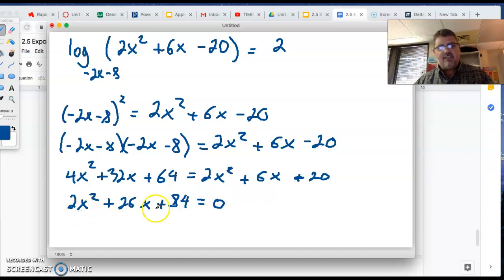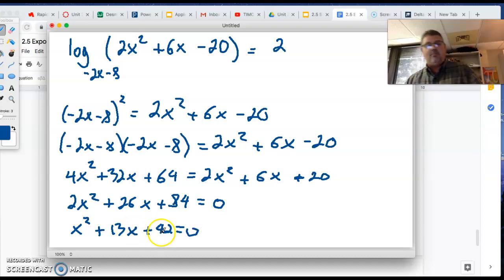Now everybody here is divisible by 2. So I'm going to take advantage of that and reduce this so I can have an a of 1, which often makes it much easier to factor. And now I've got something that, yes, indeed, will be able to be factored. See, I got to multiply to 42 and add to 13, and I know that that's 6 and 7. So you get x plus 6 times x plus 7 is 0.